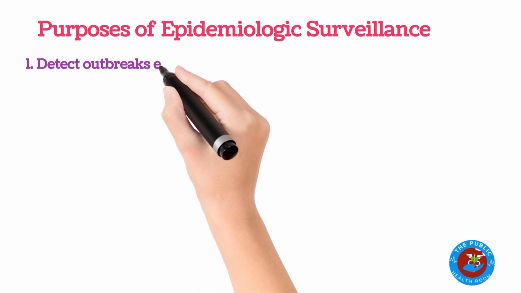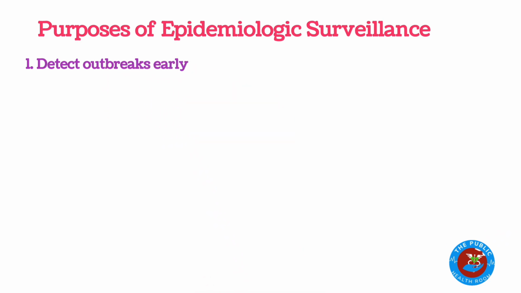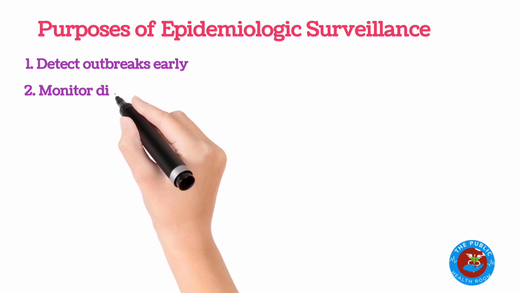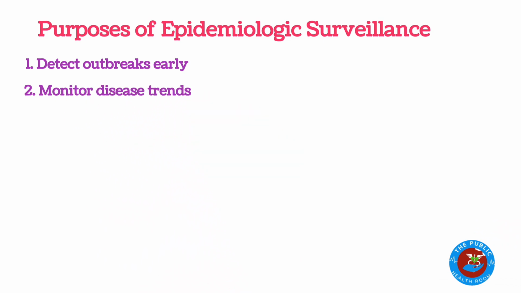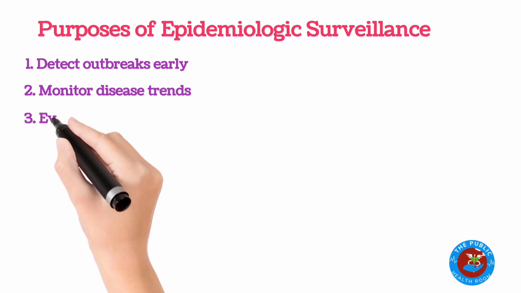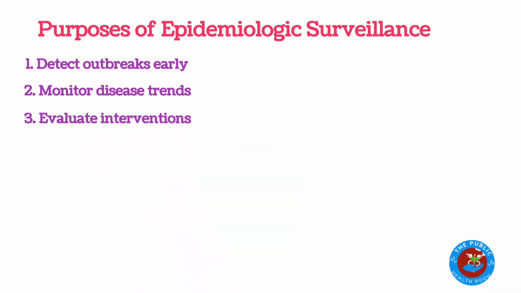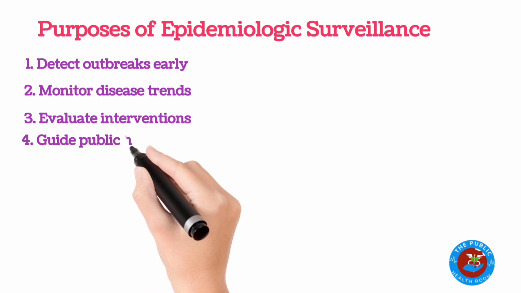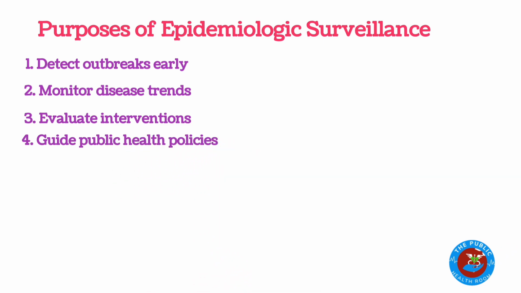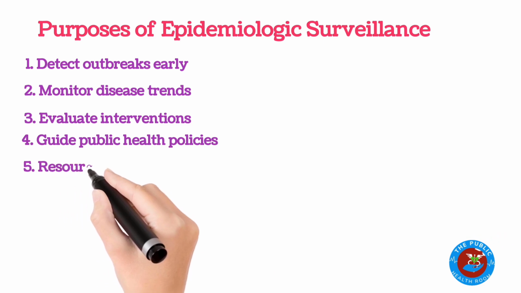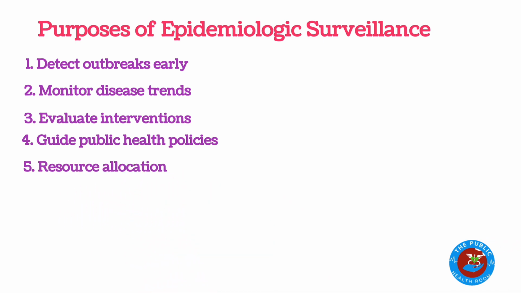Purposes of epidemiologic surveillance. Why is surveillance so important? Here are the key purposes. 1. Detect outbreaks early. Timely data collection helps identify emerging health threats. 2. Monitor disease trends. Surveillance tracks the incidence and prevalence of diseases over time. 3. Evaluate interventions. It helps assess the effectiveness of public health programs. 4. Guide public health policies. Data from surveillance informs decision-making. 5. Resource allocation. Surveillance ensures the efficient use of resources by identifying high-risk populations.